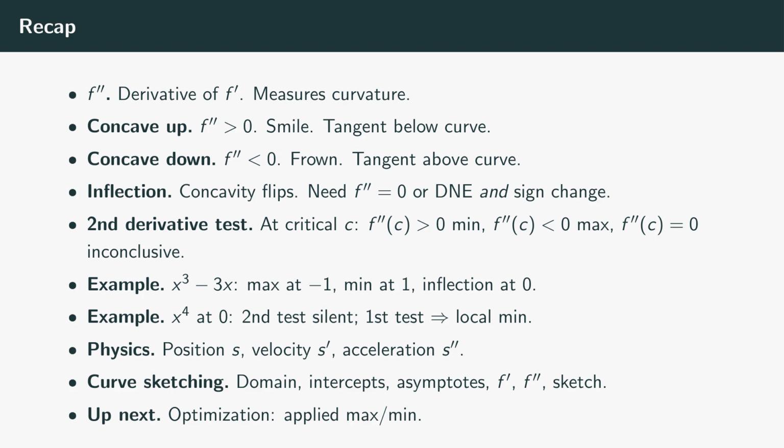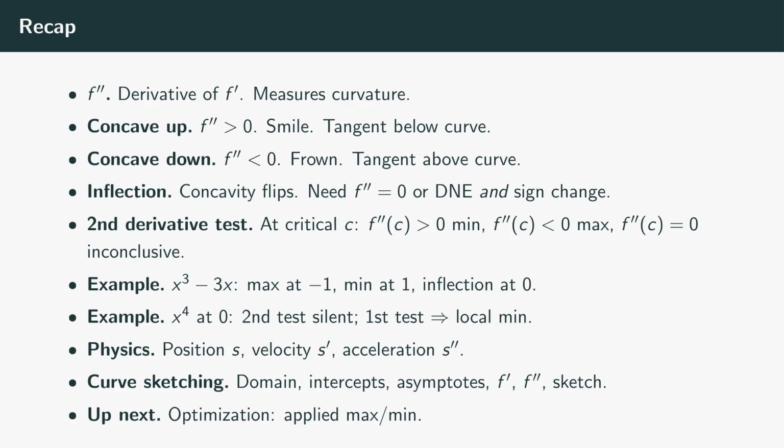We saw that x to the 4th has f'' equal to 0 at the origin but no inflection, because the sign doesn't flip. The second derivative test classifies a critical point quickly. Positive f'' means a local minimum, negative means a local maximum, 0 is inconclusive. We worked x cubed minus 3x with the second derivative test, max at -1, min at 1, inflection at the origin, and then x to the 4th at 0, where the second derivative test gave us nothing and we had to fall back on the first derivative test to get a local minimum.